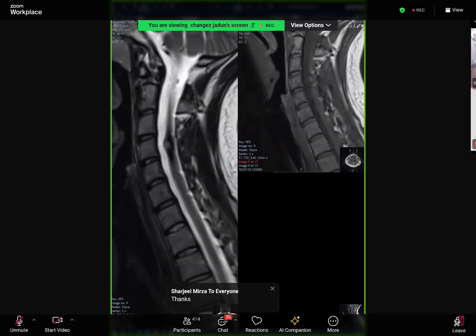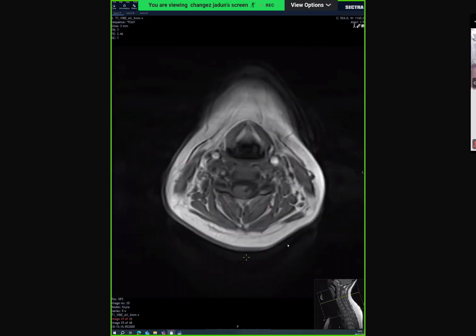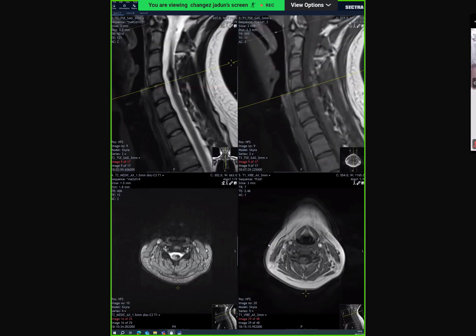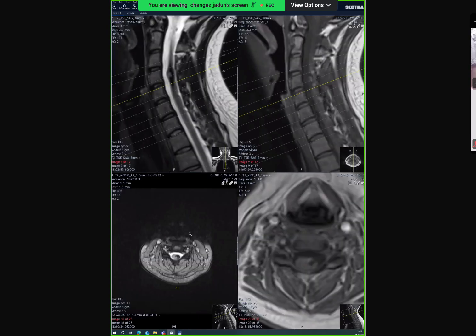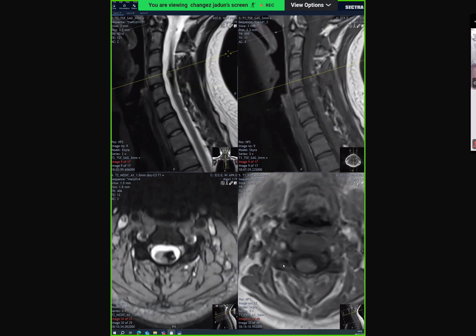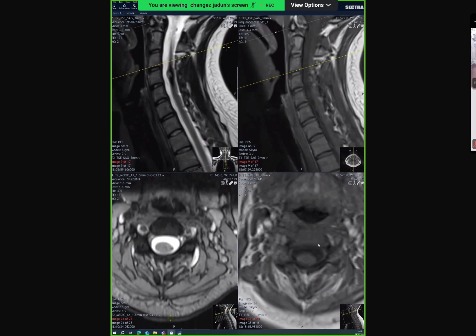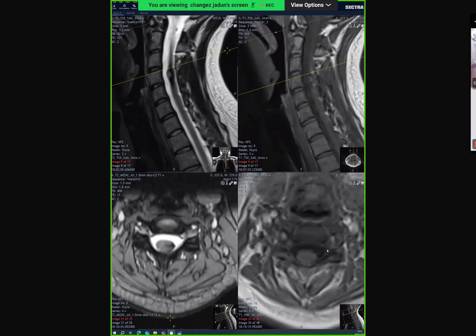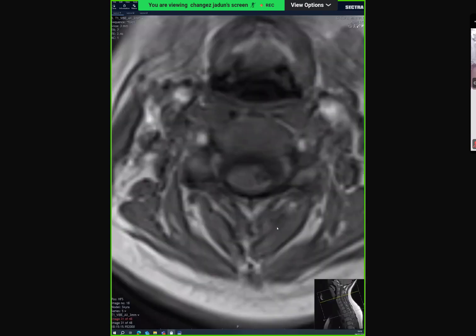Okay, I can show you the axial images. Which axial image do you want to see first? T1 as well as T2. T1. Okay, so here you are, T1 and T2. I'm scrolling through. Can you see okay, or should I magnify it more? No, I can see. There you go.